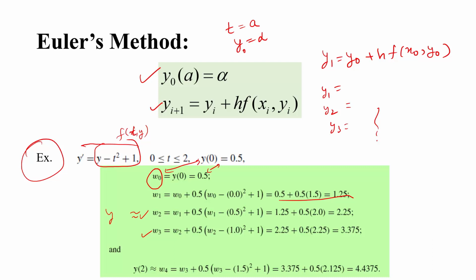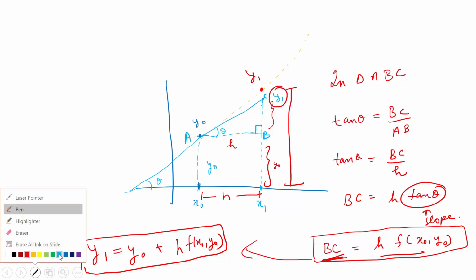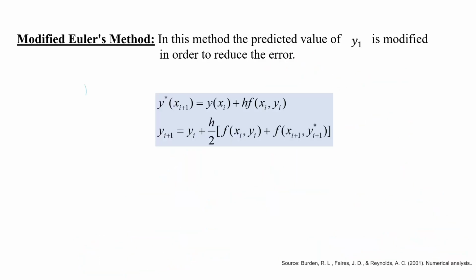This is nothing but the approximate value of y1. In the figure also you have seen that our actual value was this, but we are getting this. This is our actual value. So I'll write actual. And here is a bit of error. You can see that this is our predicted value, and this is our actual value. So there is some kind of error. To reduce this error, modified Euler's method was introduced.